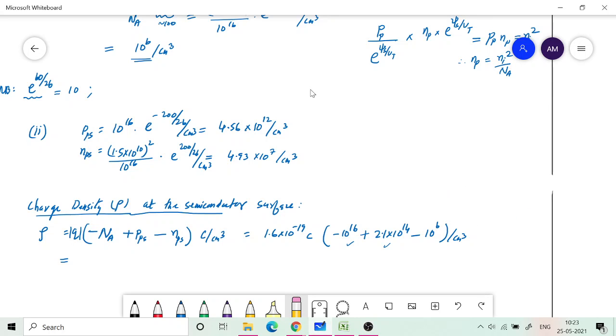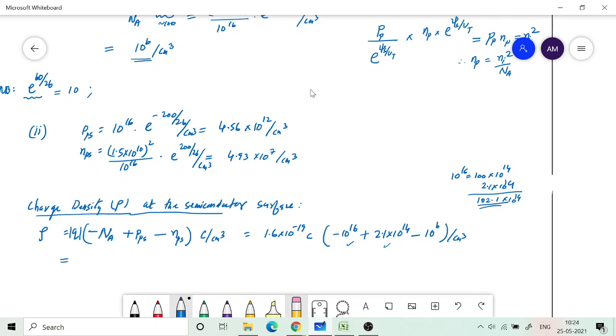And if you compare the first two terms, it's like 10 raised to 16 and 10 raised to 14, they differ only by 2 orders of magnitude. So you can write it like this. It will be something like 10 raised to 16. You can write it as 100 into 10 raised to 14, and then you have 2.1 into 10 raised to 14. So that will give you basically 102.1 into 10 raised to 14.